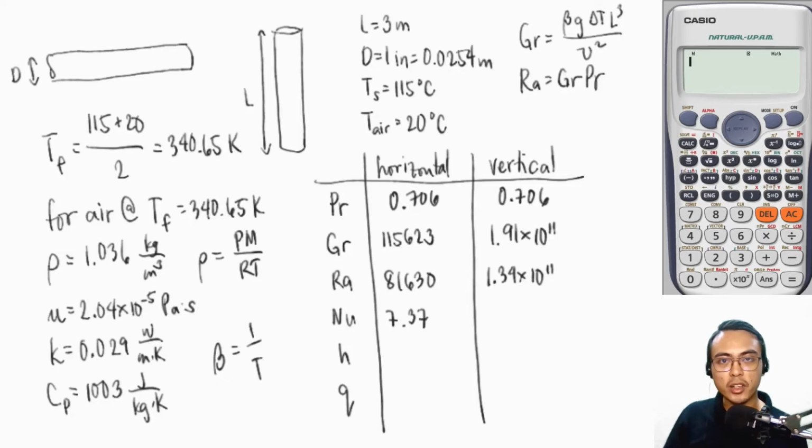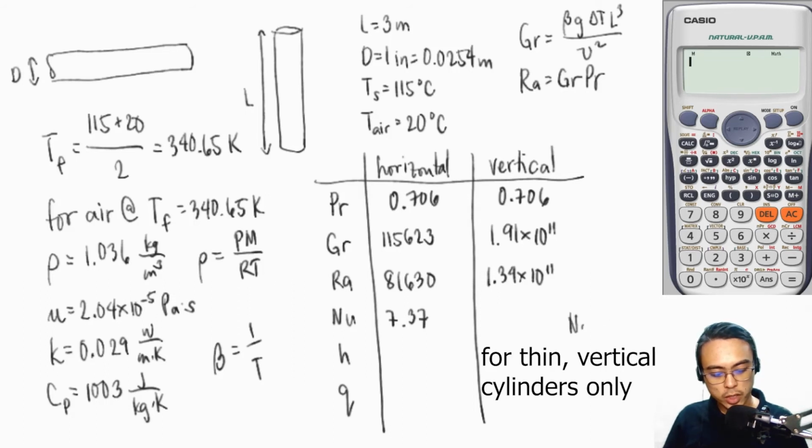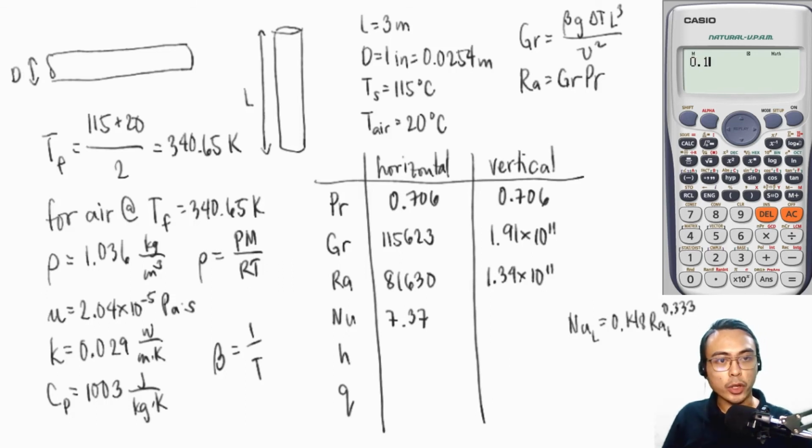Now for the vertical cylinder, we are going to use a different equation. In our example here, since we are dealing with a thin cylinder, we can use the correlation Nusselt number is equal to 0.148 times the Rayleigh number raised to 0.333. This is applicable only for thin cylinders, okay? Substituting, 0.148 times 1.34 times 10 raised to 11, and that is raised to 0.333. Our Nusselt number is 751.